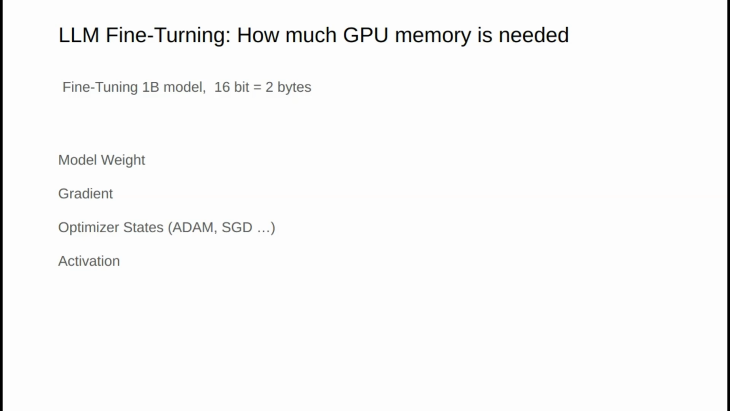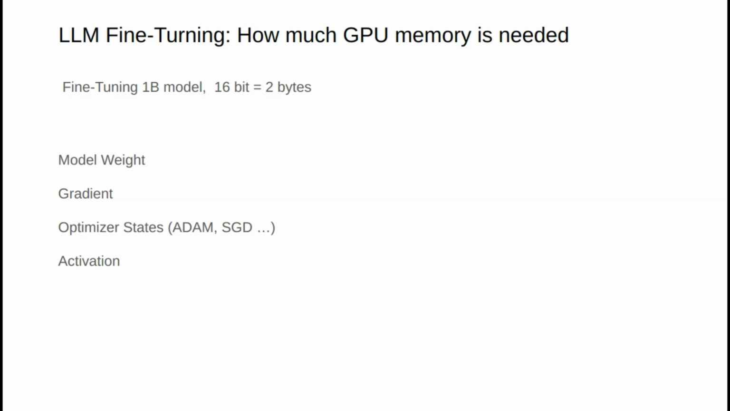Optimizer states, such as those used for momentum or adaptive learning rates, also occupy memory. The memory requirement varies depending on the optimizer used, such as SGD or Adam. Activation maps. Intermediate activations during forward passes also require memory, but their contribution is smaller compared to the above components. For simplicity, the majority of memory usage comes from model weights, gradients, and optimizer states.